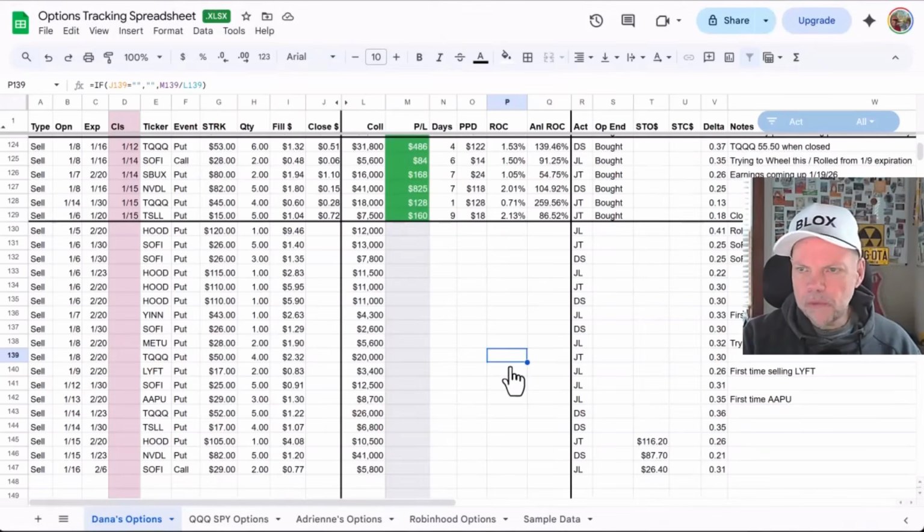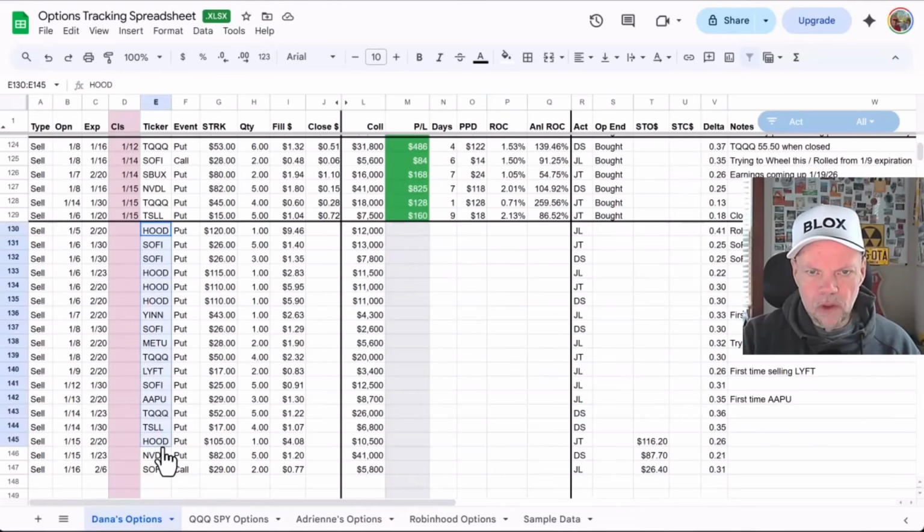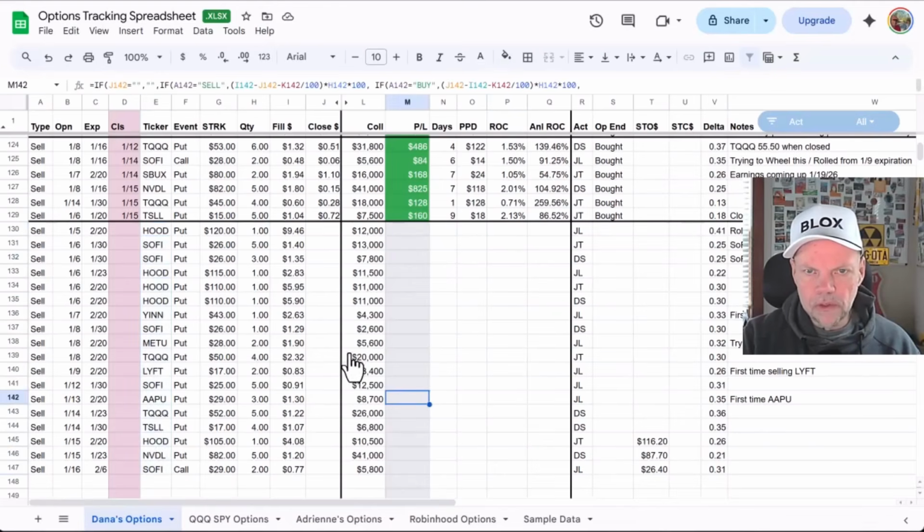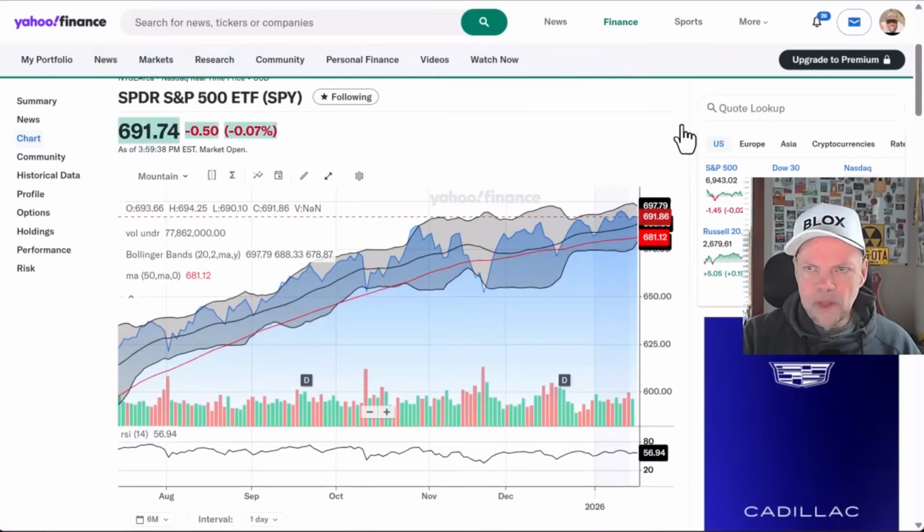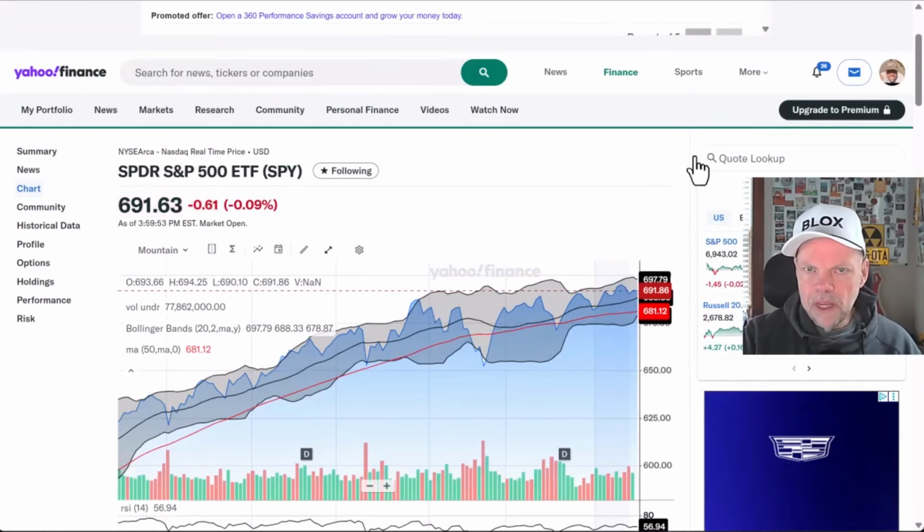But before we look at the spreadsheet too far, people ask me, how do I pick my tickers or what tickers do I use? So you can see all the tickers over here. These are all the different trades that are open currently at this particular moment. And I use Yahoo Finance. I don't pay for anything fancy. I don't pay for any charting service or anything like that. I keep it pretty simple. So I have Yahoo and I have the indicators.